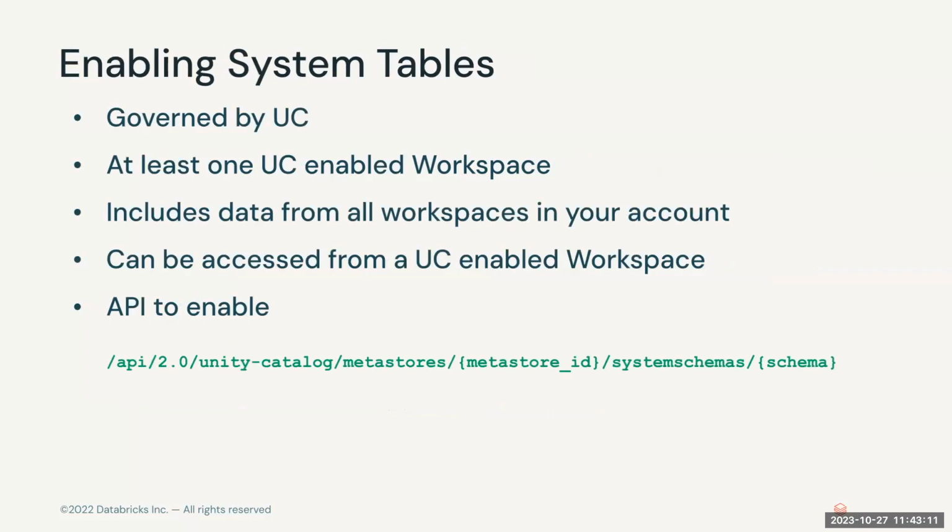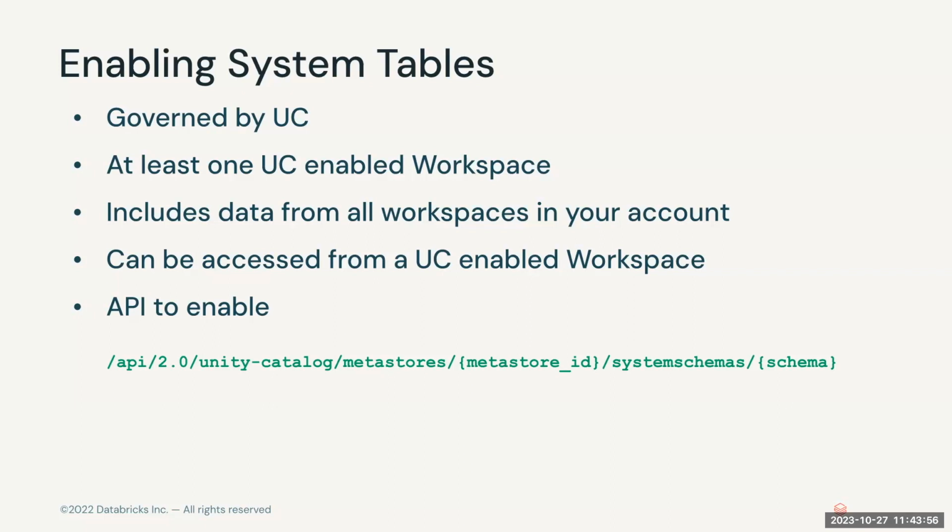And in order to enable the system tables, as I was mentioning earlier, the system tables are governed by Unity Catalog. So you need to have at least one workspace that is connected to Unity Catalog. And it actually includes data from all your workspaces, which are connected to UC, as well as those not connected to Unity Catalog. And you use this particular API endpoint. As with any Databricks operation, we have a lot of API endpoints for different types of operations. So enabling and disabling also has an API endpoint. You use this particular endpoint to enable your system tables within your workspace.